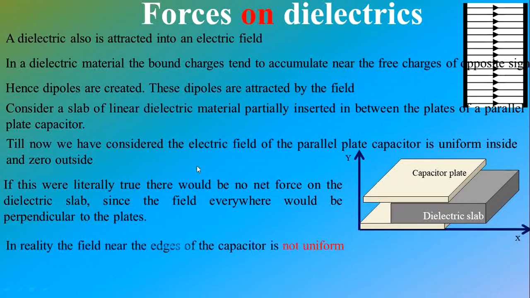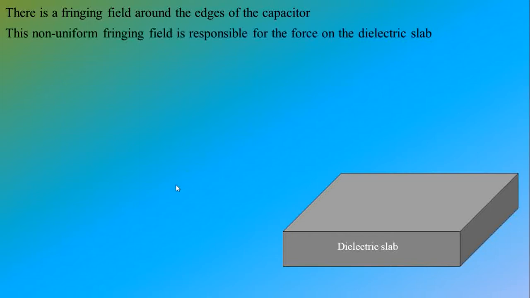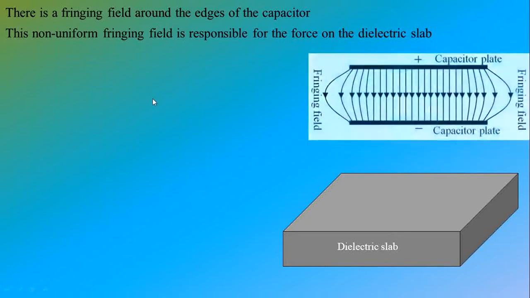But here in reality the field near the edge of the capacitor is not uniform. There is a fringing field around the edge of the capacitor. This non-uniform fringing field is responsible for the force on the dielectric slab.